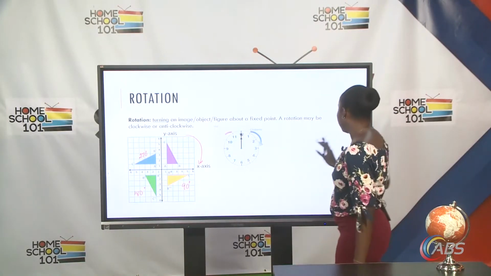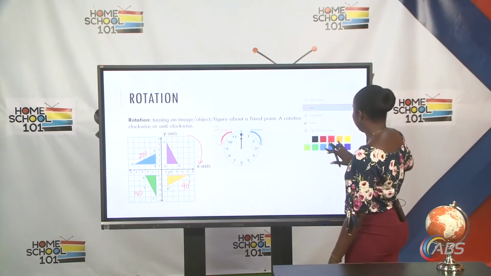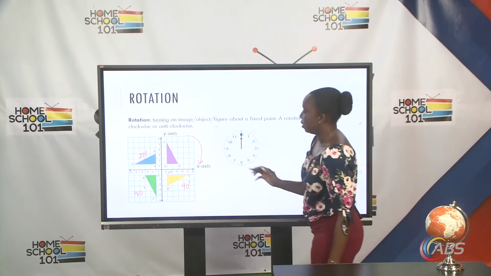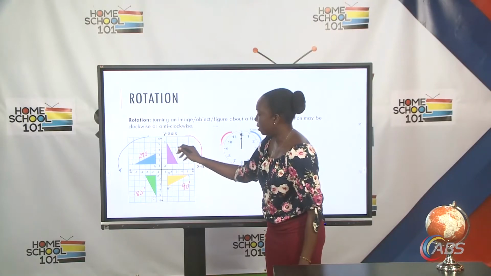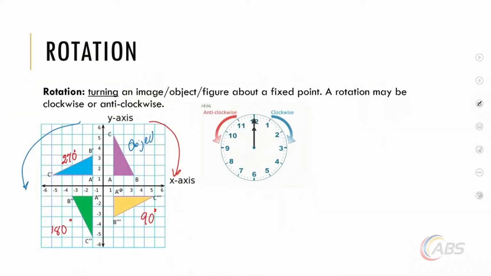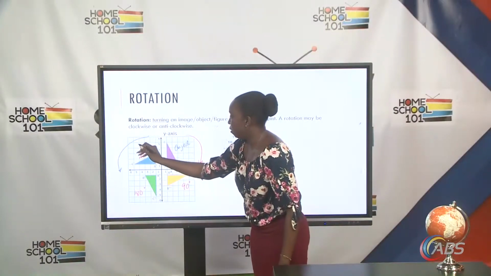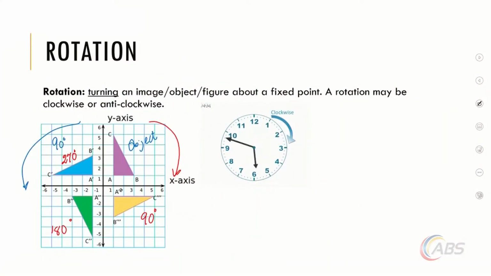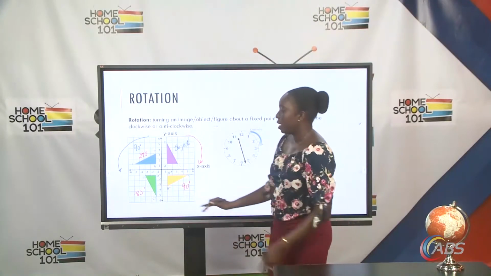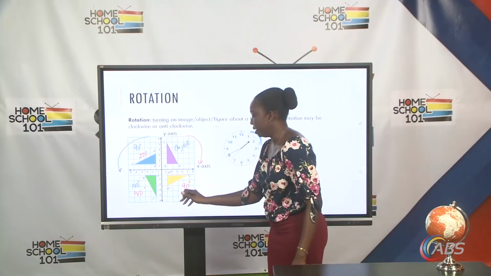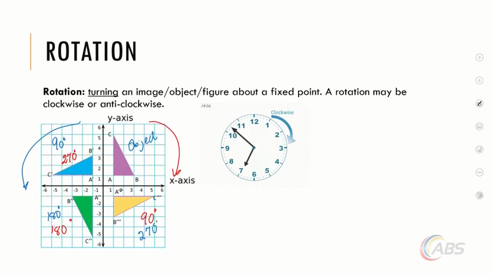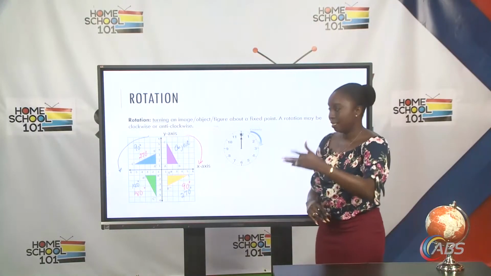So if we were doing an anti-clockwise rotation, let's use blue, we would be going in this direction. And so in this case, since the purple triangle is our object, the blue triangle would now become our 90 degrees rotation anti-clockwise. The green one is still 180 degrees. And now the yellow in this case would be our 270 degrees. And that's if we're moving anti-clockwise, okay?